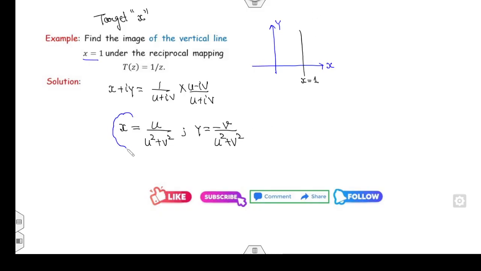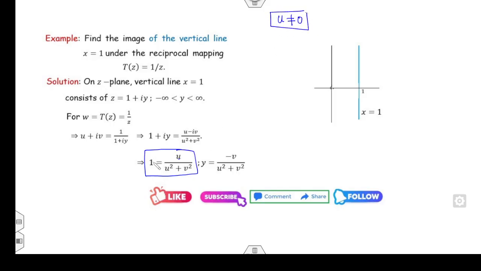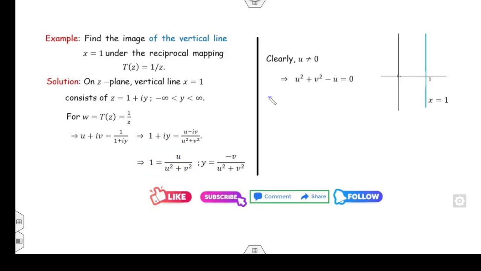I can substitute the value of x in the given equation. So that will be x equal to 1. First of all, clearly u is non-zero. Why? Because if u is equal to 0, then 1 is equal to 0, which is not possible. But can v be 0? Yes, v can be 0, because if v is equal to 0, I can choose u equal to 1 and the equation will be satisfied. The only condition is u is non-zero. Now can you solve this equation? So u square plus v square is equal to u.